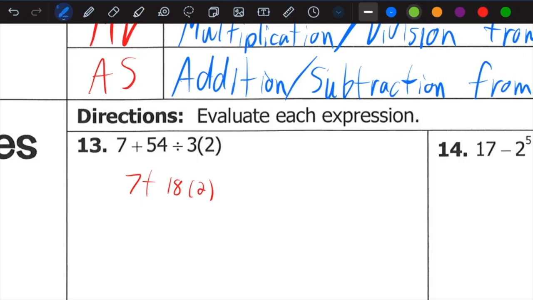So next would come this multiplication, which would be 7 plus 36. And now adding those results in 43 as our answer.